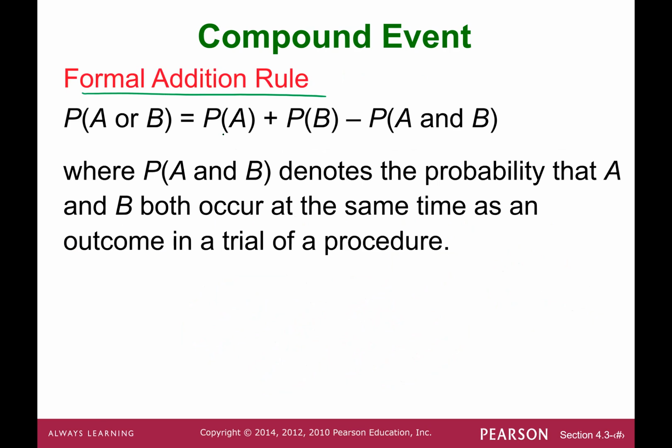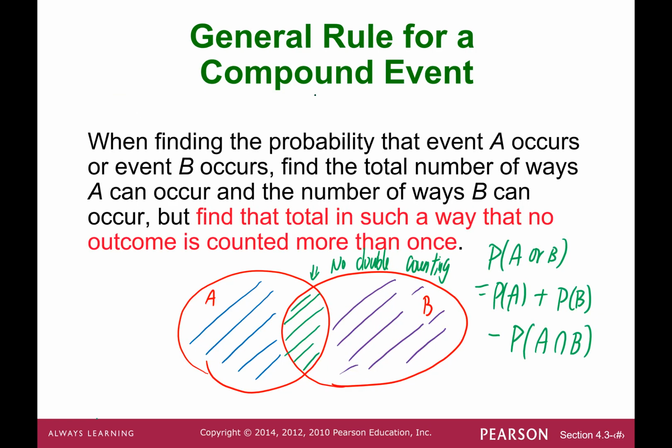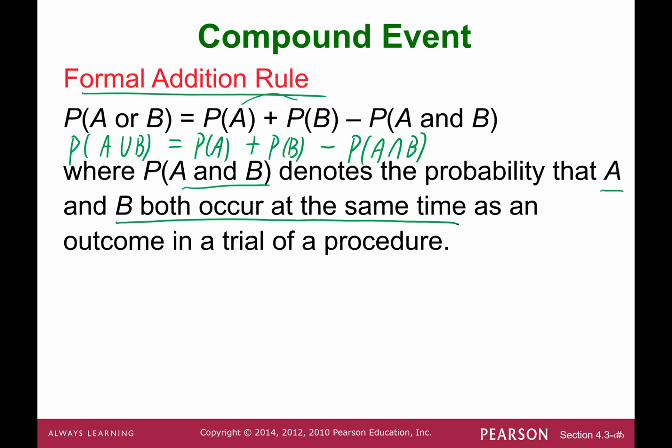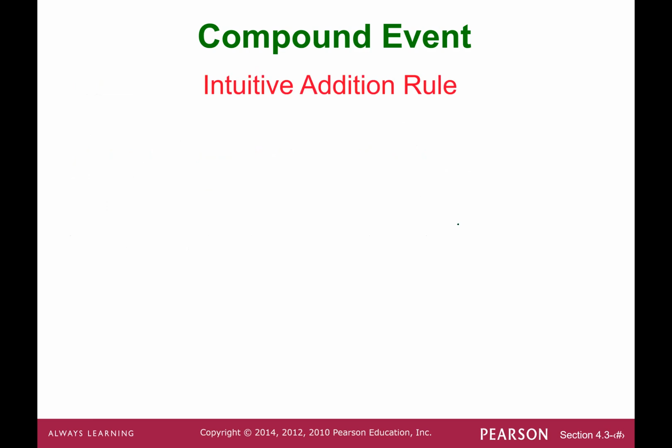The formal addition rule is probability of A or B equals probability of A plus probability of B. But when they have a common section, we are counting the common section twice, because this green section will be counted twice. We need to subtract it once, so subtract the probability of A and B. In mathematical notation, the probability of A union B equals the probability of A plus the probability of B minus the probability of A intersect B, the intersection, meaning both events occur at the same time. Now think about the intuitive rules. I'm going to bring in this notion called the Venn diagram.